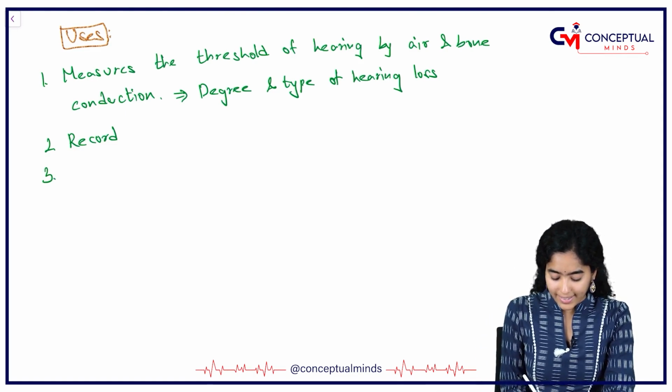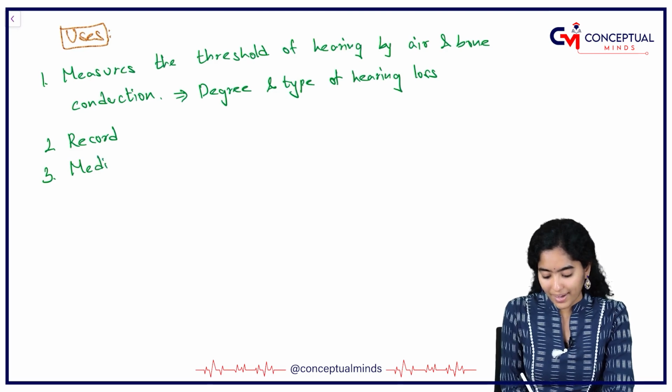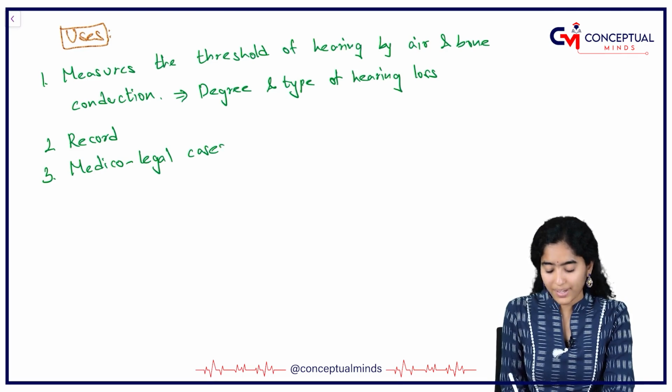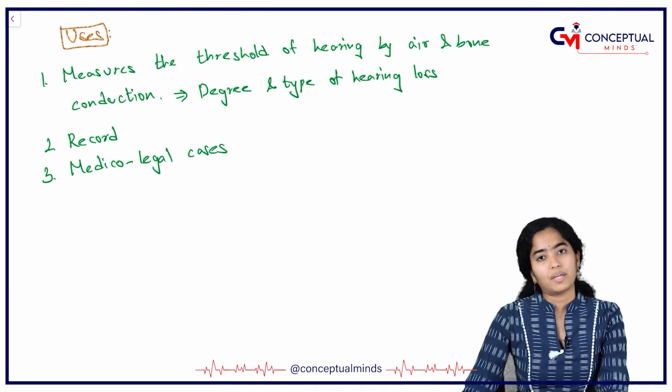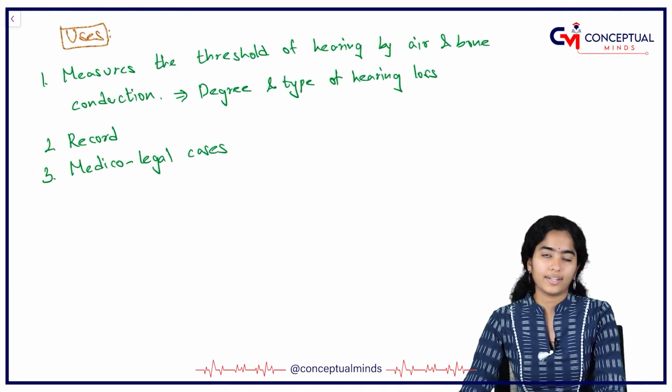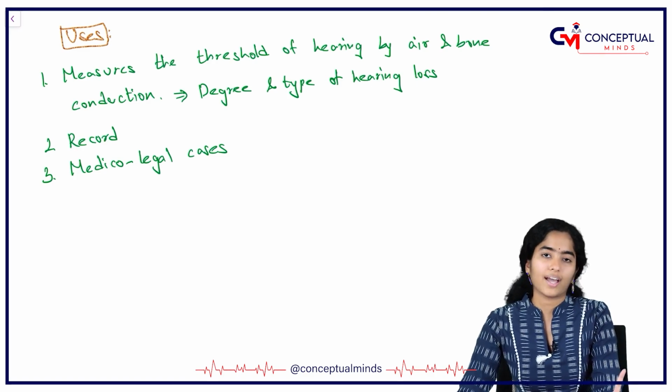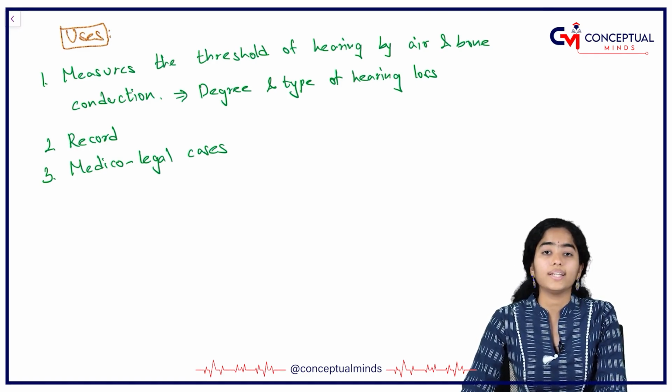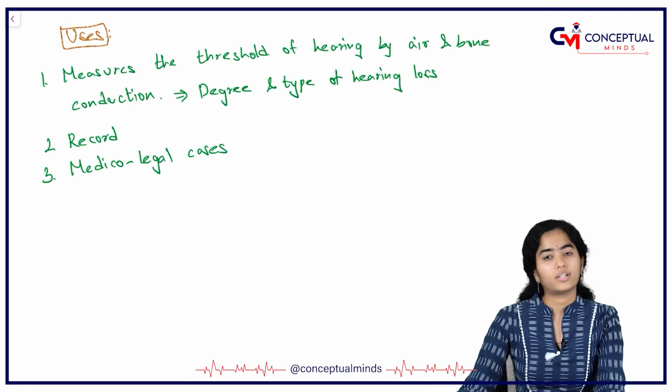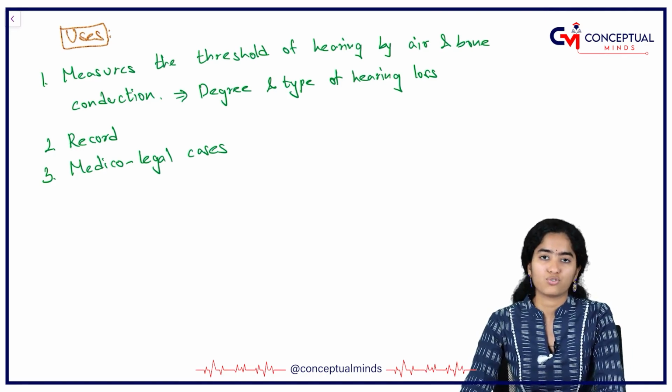Third, it can serve as evidence in medico-legal cases. Suppose the patient wants to claim some benefit. He cannot go there and say, my doctor has told me that I have 70 decibels hearing loss. No, he needs to show the chart. He needs to show the pure tone audiometry result to claim his benefit.